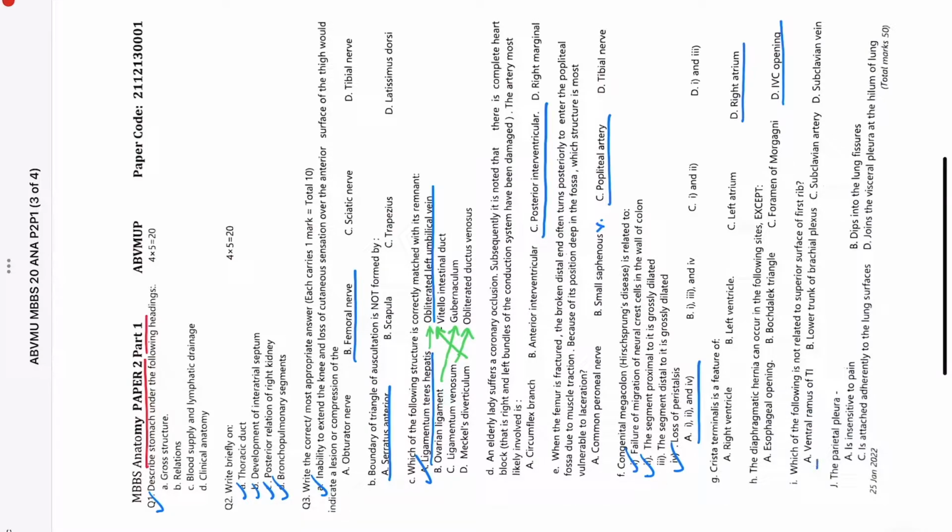Remember that the ventral ramus of T1 does not cross the upper surface of the first rib. It's the lower trunk of the brachial plexus, subclavian artery, and subclavian vein. These are the structures which cross the upper surface of the first rib.